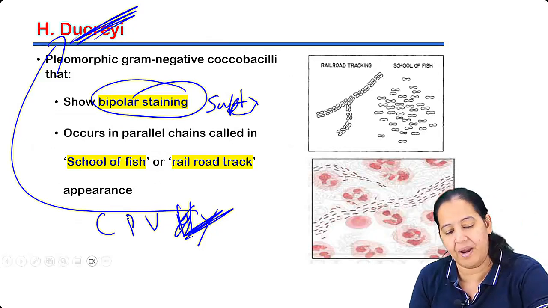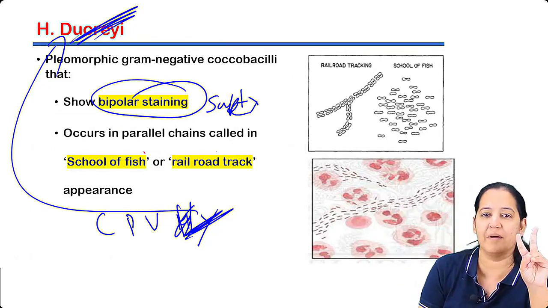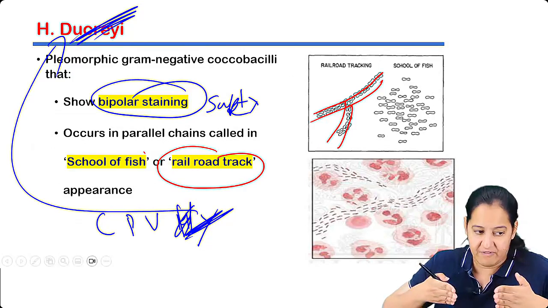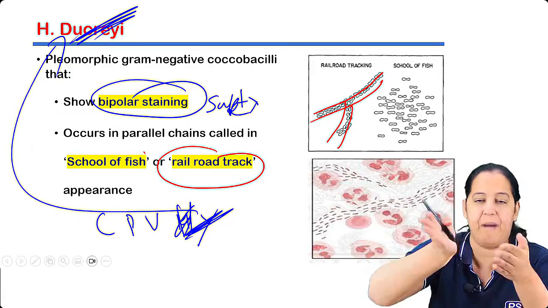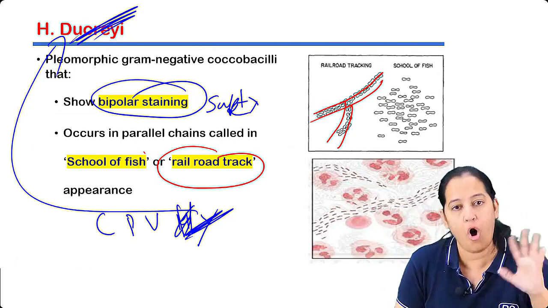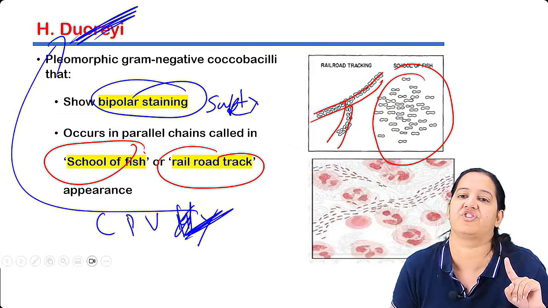Number 2, in the blood. Just suppose it is present in some human blood. It has 2 appearances. Number 1, railroad, like the railway track. They travel in a parallel line. It is known as railroad appearance. Or else, they will make a group like fishes. It is known as school of fish.